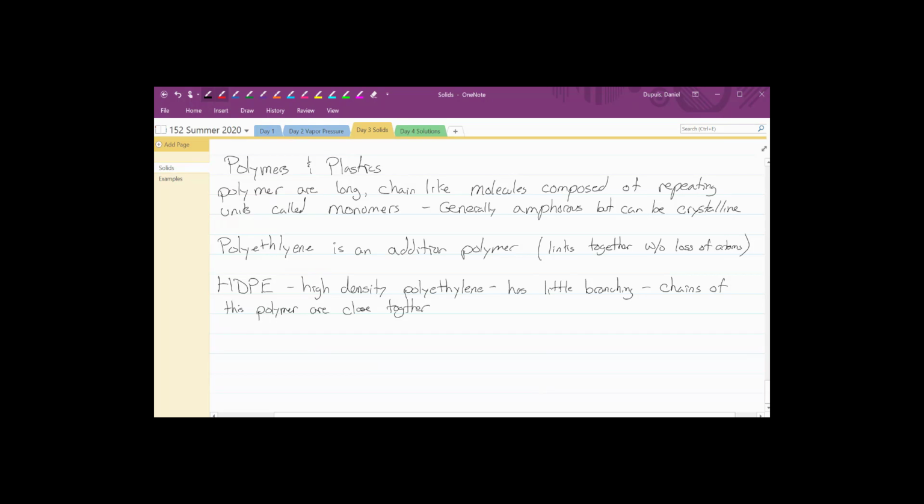All right. So that means there's high crystallinity, high density, good strength, and resistance. Then there's low density polyurethane.